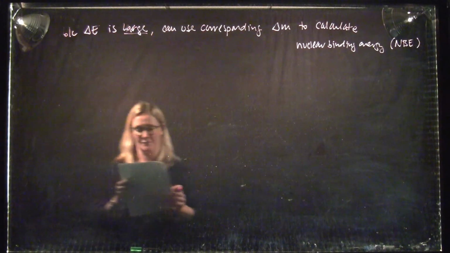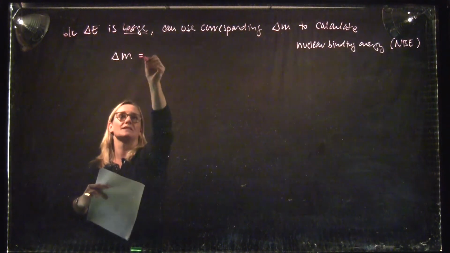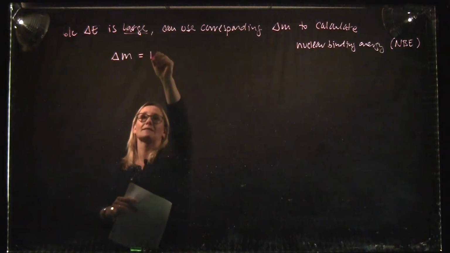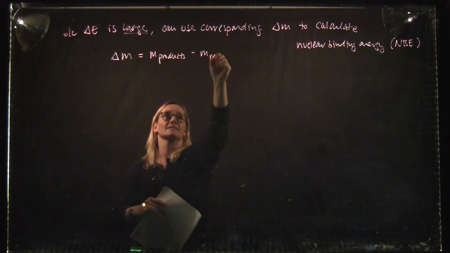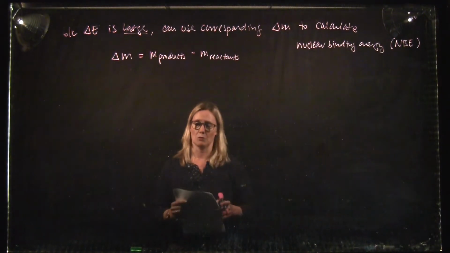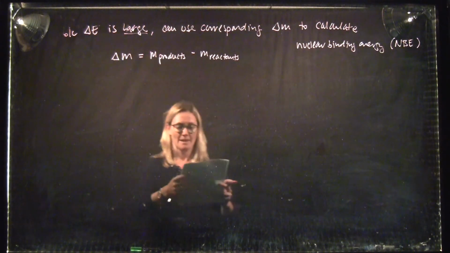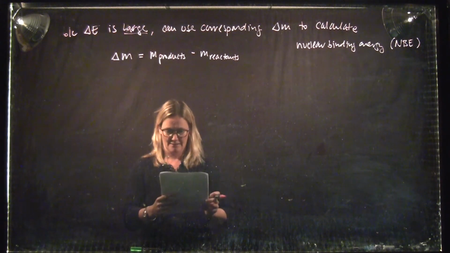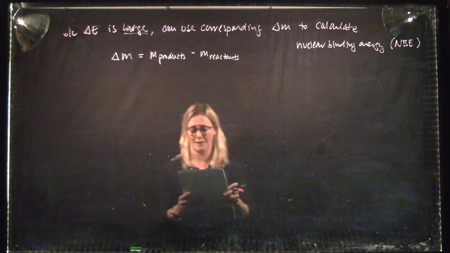So the way we do this is, for the nuclear reaction that we're analyzing, we calculate delta M, which, just like our naming convention for delta E, is the mass of products minus the mass of reactants. So analogous to when we were looking at the Bohr model of the hydrogen atom, we said the energy is the energy of the final state minus the energy of the initial state. So we can look at these nuclear chemical reactions and determine the final mass and the initial mass.